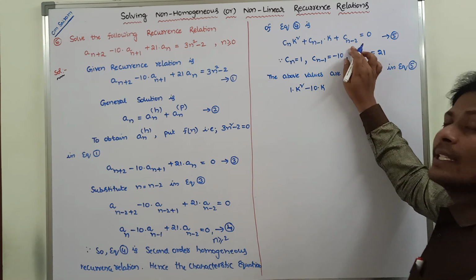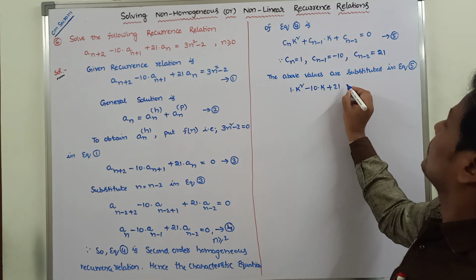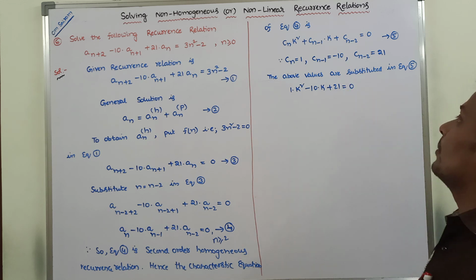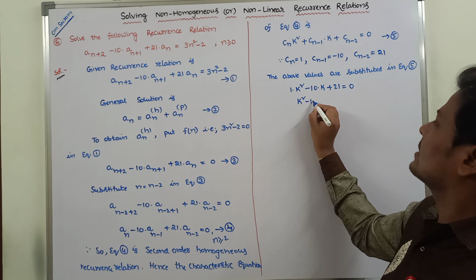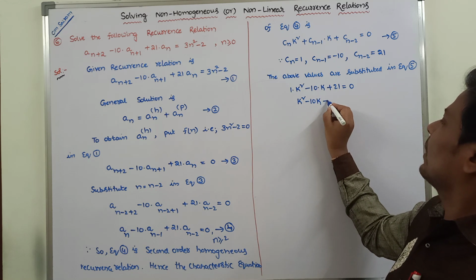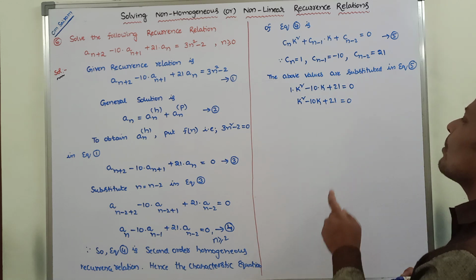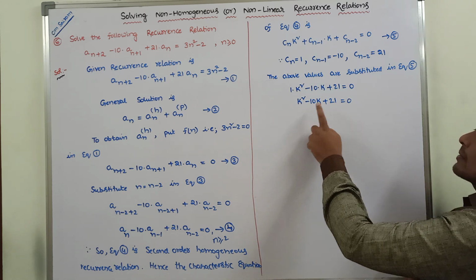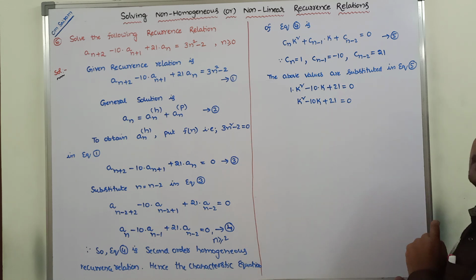Next one, in the place of c suffix n minus 2 we are substituting 21, so it is equal to 0. Okay. Now k square minus 10k plus 21 is equal to 0. It is in the form of quadratic equation ax square plus bx plus c. So here now we have to find out the roots.